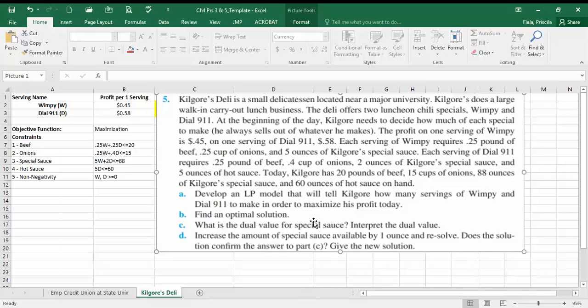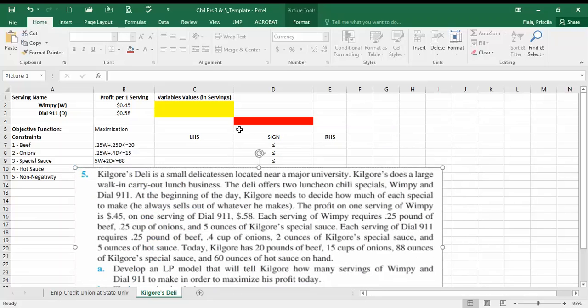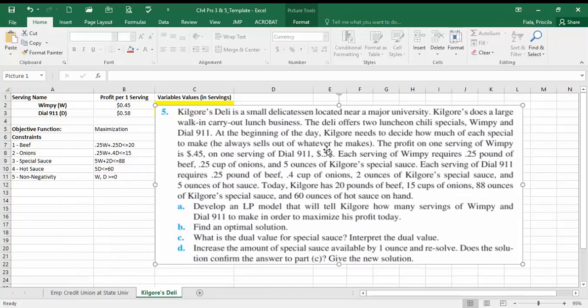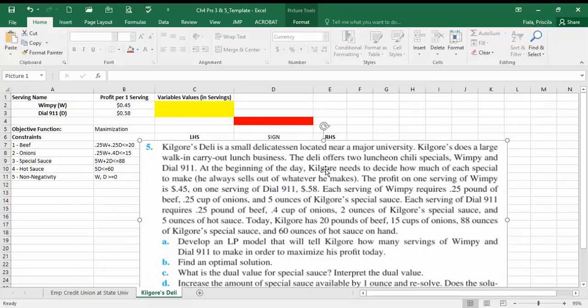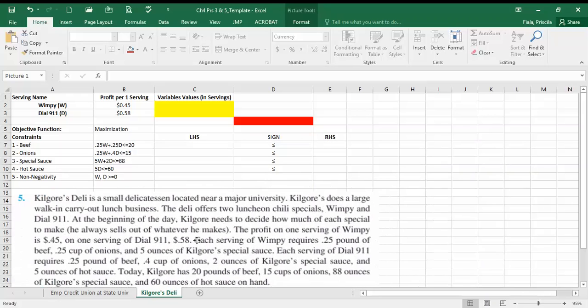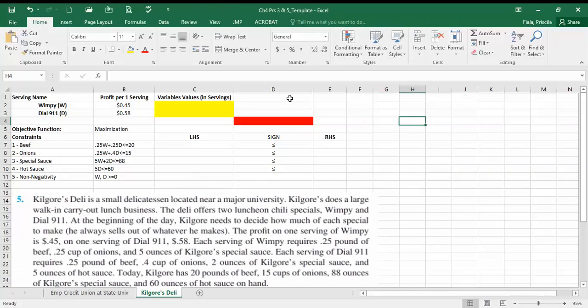We're going to resolve and see if it confirms part C, because if you do remember, the dual value tells us that for every unit you increase on the right hand side, then you're going to increase that amount on the optimal value, or decrease. Therefore, we're going to increase one, solve again, and see if it gives us exactly the difference that it told us on the dual value. Let's go ahead and solve it so it makes more sense.